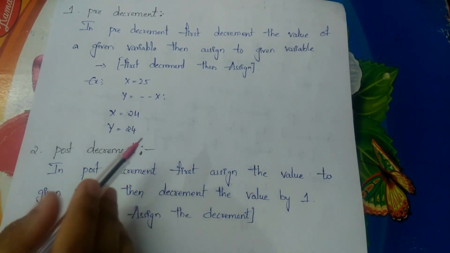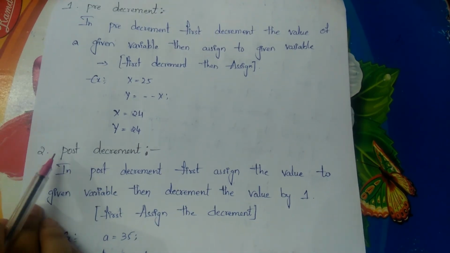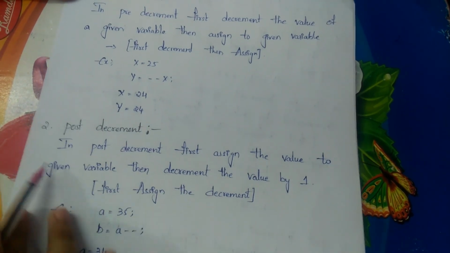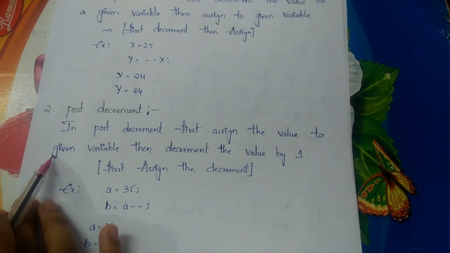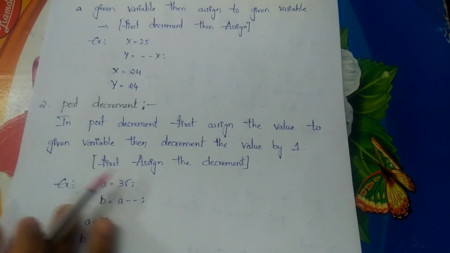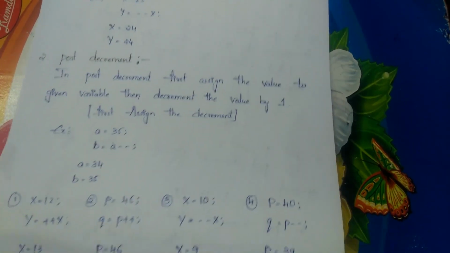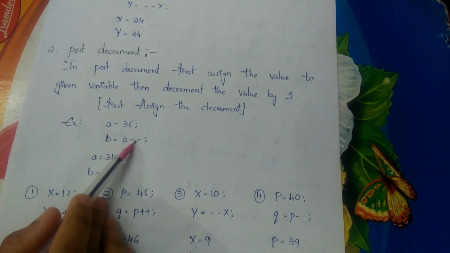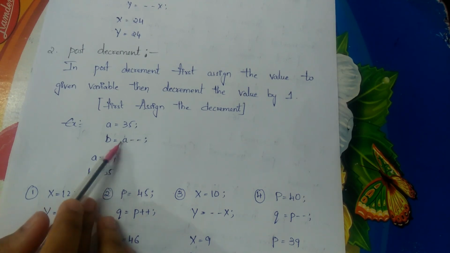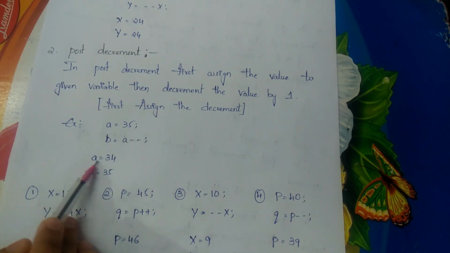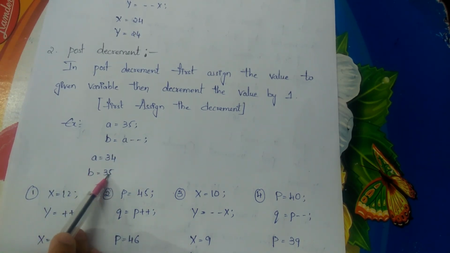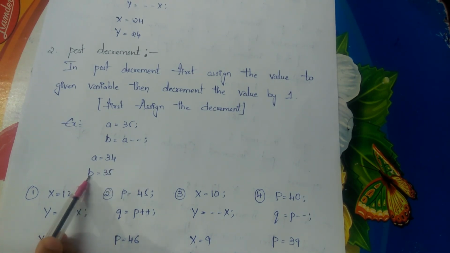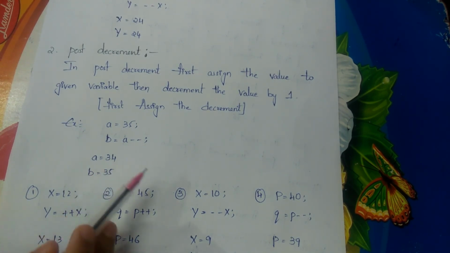Now in post decrement, first assign the value to the given variable, then decrement the value by 1. So first we will assign it, then after we will decrement the value. So a is equals to 35 and b is equals to a minus minus. So this operator is placed after the operand and a is equals to 34 and b is equals to 35. So first we are assigning to b, then after we are decrementing the value.